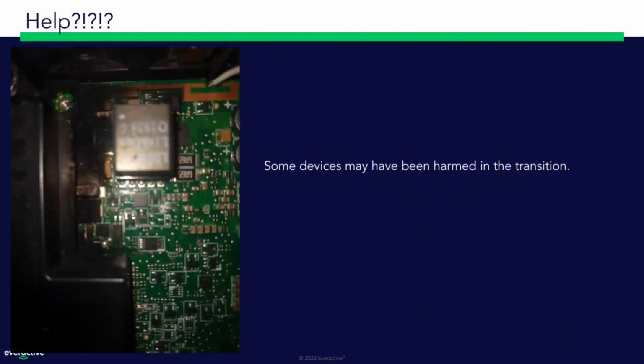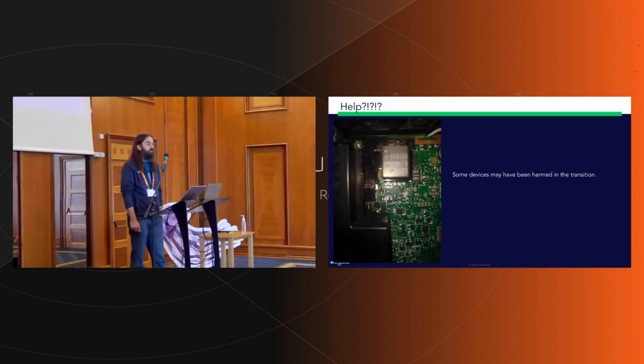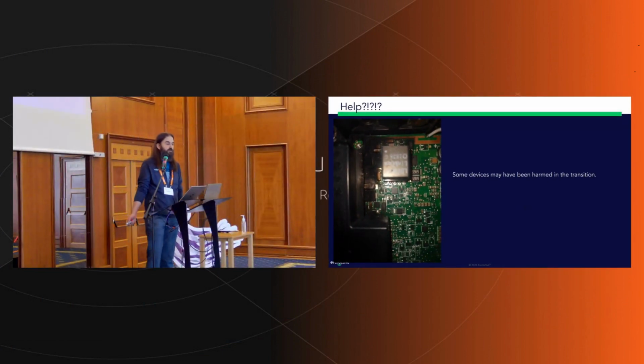I wish I could say that no devices were harmed in the making, but that's not true. Thankfully, this is actually not related to running Ubuntu Core, but it is one of our devices that I fried. So if you want to know more about that, you can ask me later.